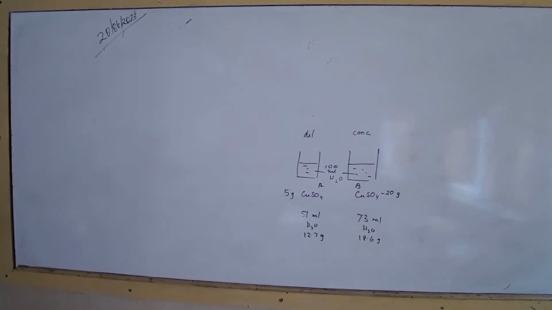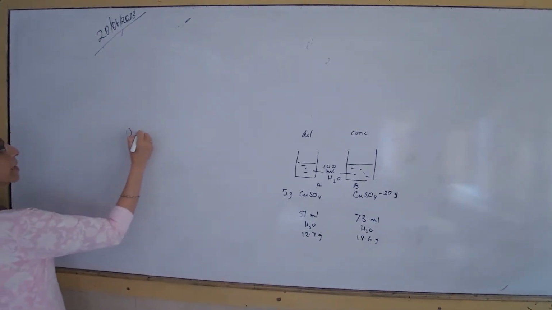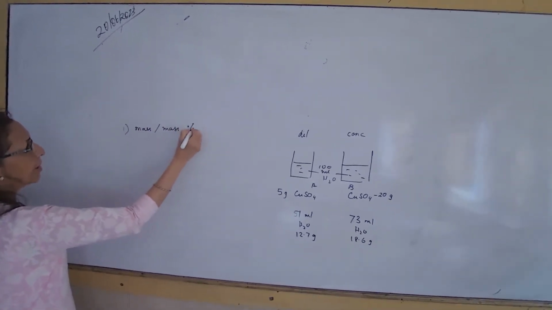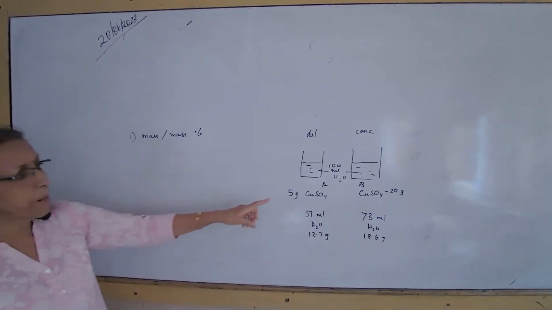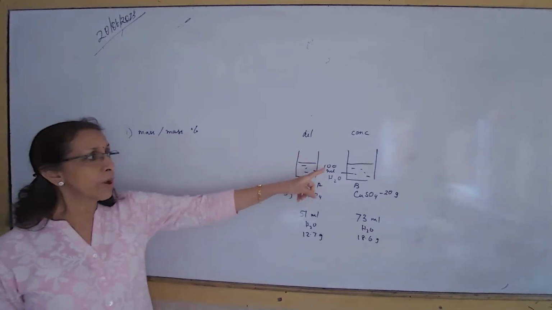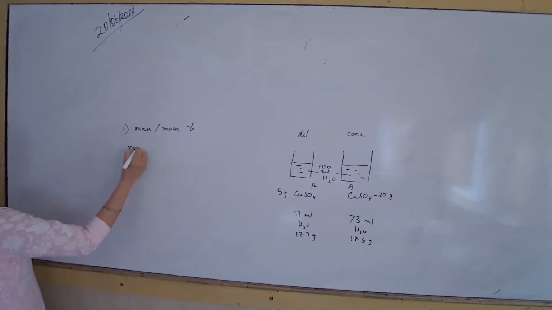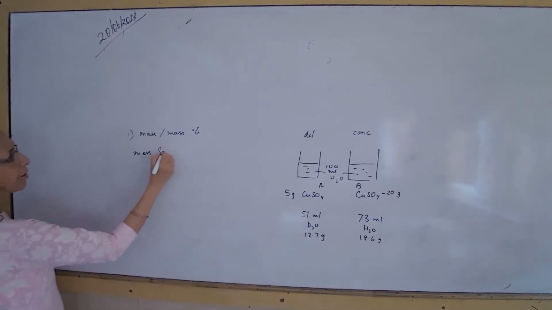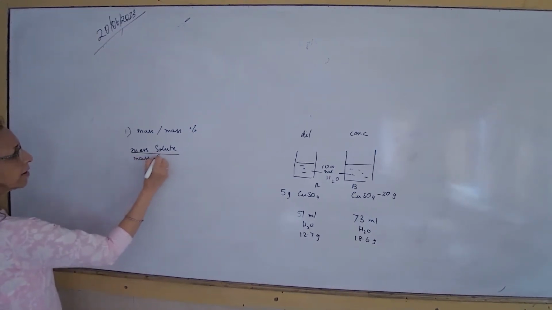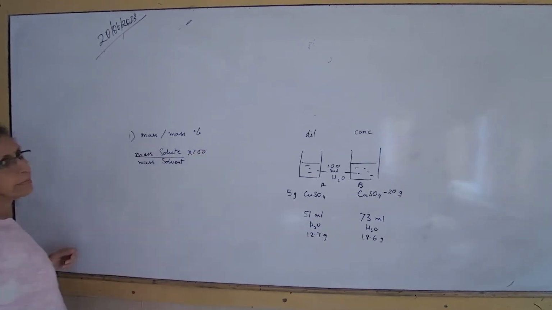One is mass by mass percentage. So one particular formula is mass by mass percentage. What does it tell us? We are comparing the mass of the solute to the mass of the solvent times 100. So this formula tells us mass of solute upon mass of solvent times 100.